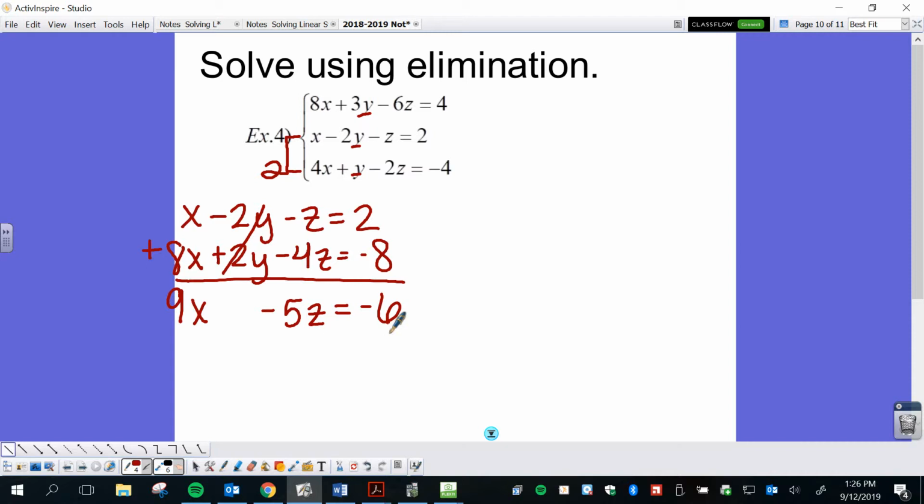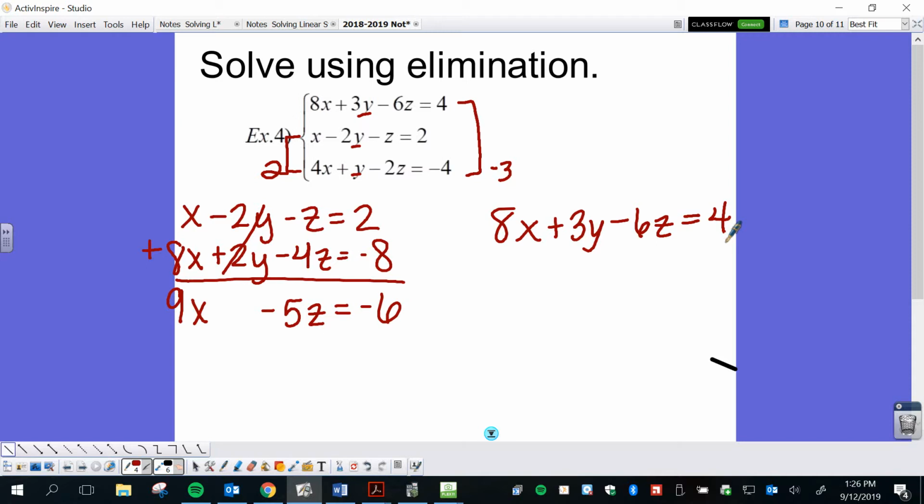Remember, we're trying to eliminate y here. So which row should I use to help me do that? Yeah. Okay? Because I can change y into whatever I need it to be. And I want it to be a negative 3, right? Okay, so I'm going to multiply it by negative 3. Because that will make negative 3y, and that one's a 3y. So we write the top, 8x plus 3y minus 6z equals 4.